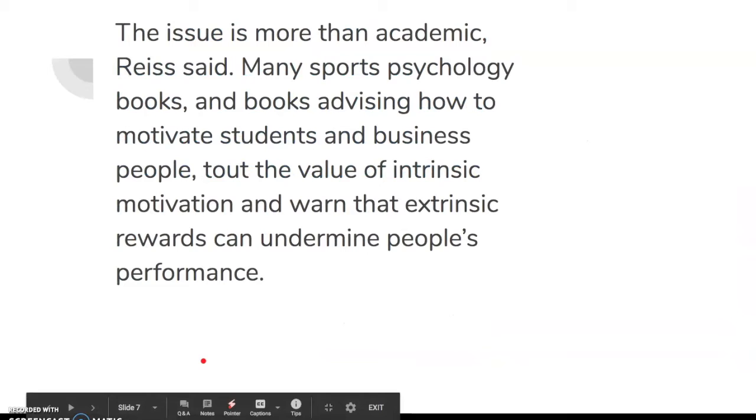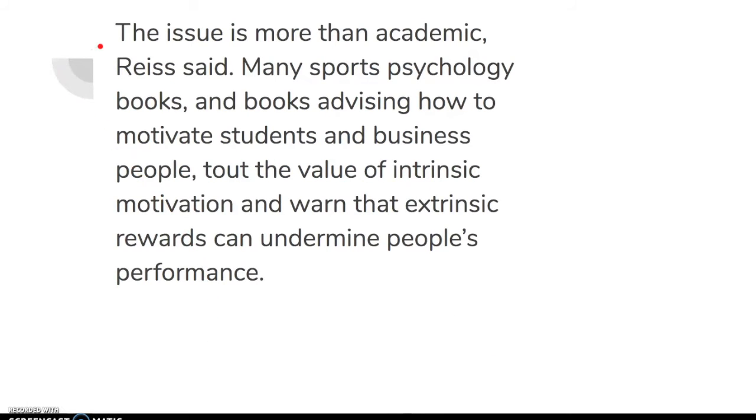All right, let's move on to this, I believe, our second to last one. Okay, the issue is more than academic, Rice said. Many sports psychology books and books advising how to motivate students and business people tout the value of intrinsic motivation and warn that extrinsic rewards can undermine people's performance. Okay. Go ahead, I would like you to look up what the word academic means. You can use Google, you can use a dictionary. I don't think this one is in our book though.